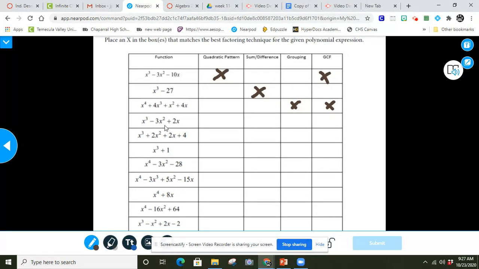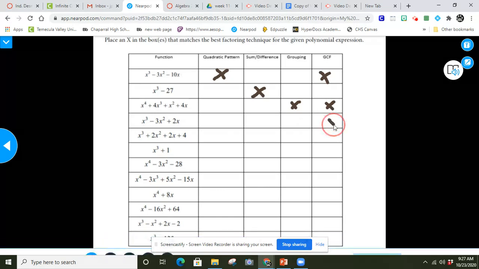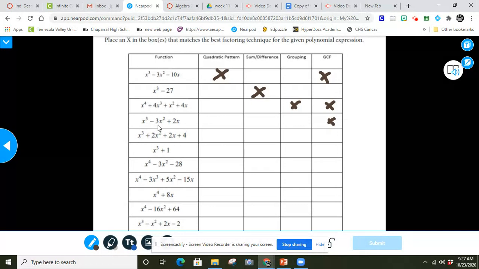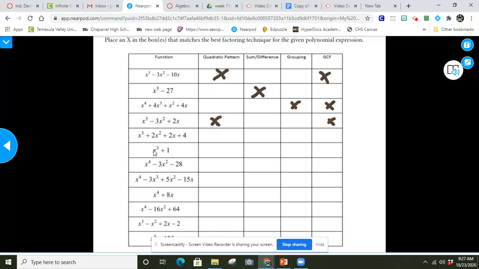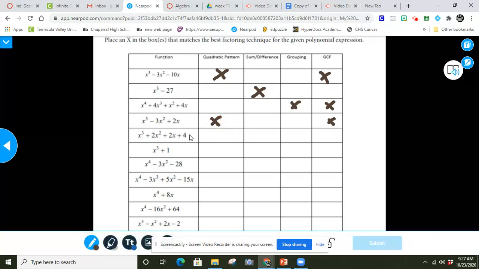All right, so now here I've got 3, so I'm thinking quadratic pattern, but it's got a cubic, but it does have a GCF. So if I take out the GCF, okay, now it leaves me with X and X squared minus 3X, so now it fits the quadratic pattern as well. 4 terms, so I'm thinking grouping. There's no common factor in all of them, so this one will be grouping.